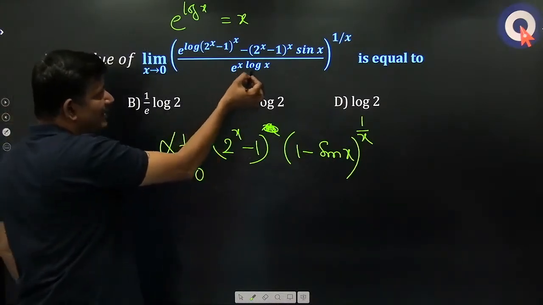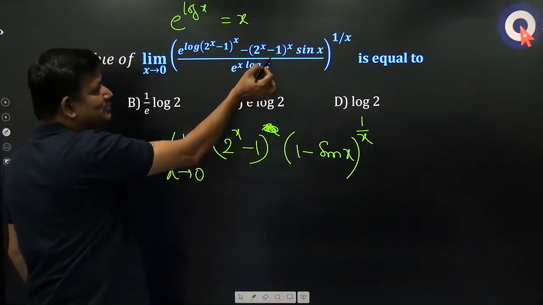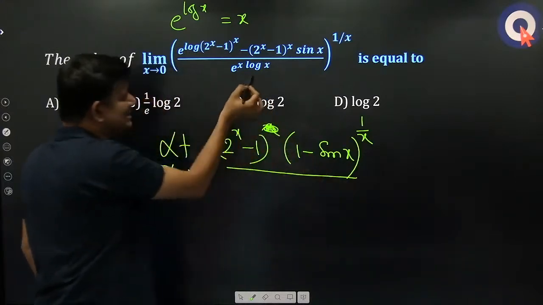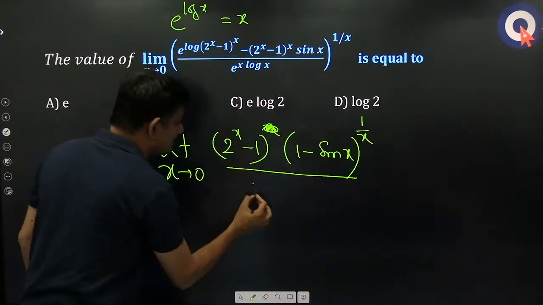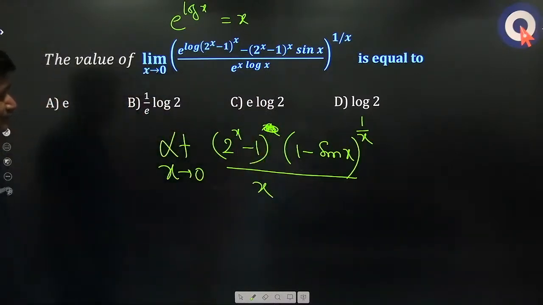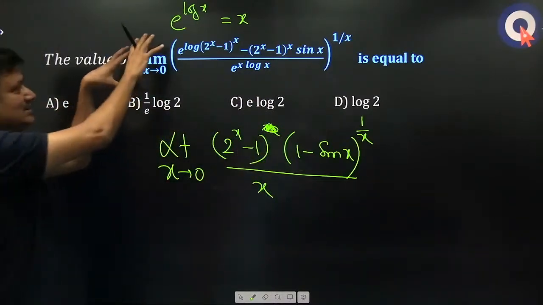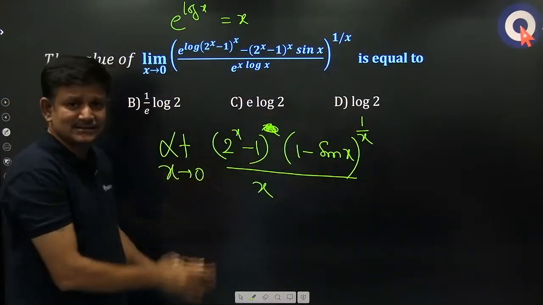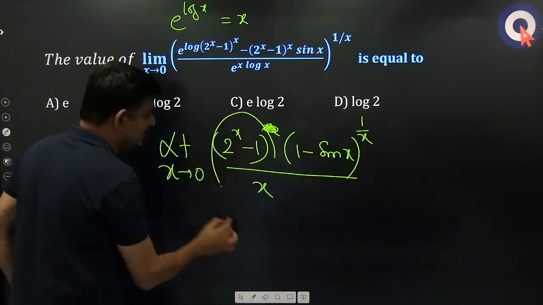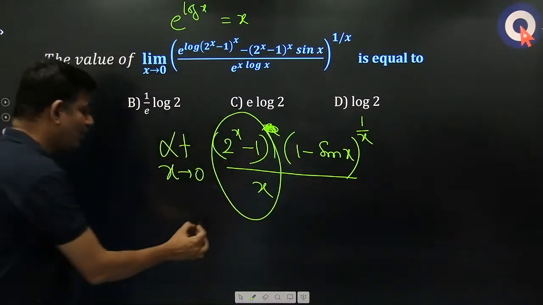Divided by e power x log x, which is what? E power log x power x. So the denominator is what? X power x. This simply x power x, whole power 1 by x is x. Now you can see this is a very difficult looking question, whereas this is an elementary question of your NCERT. This is a standard limit. How much? Log 2.